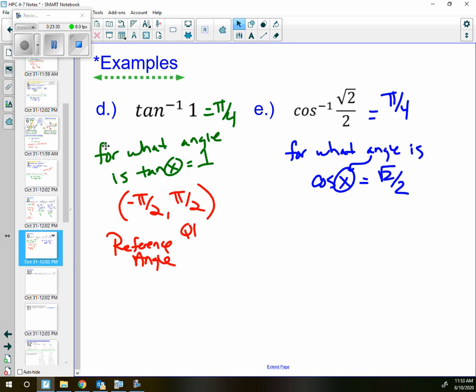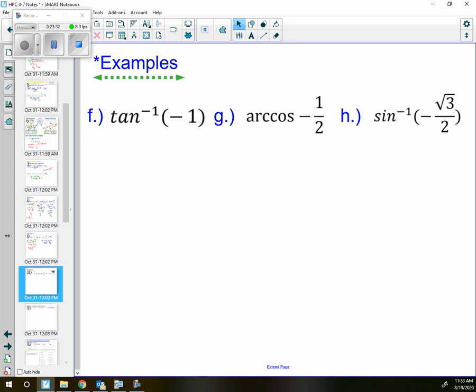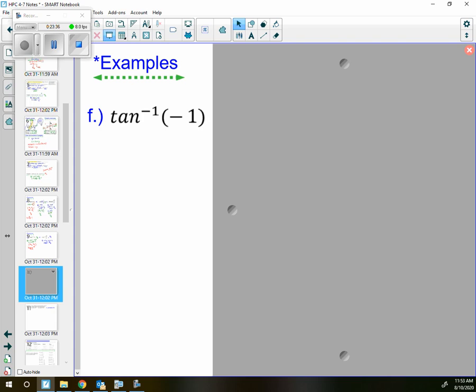Now let's try some of those negatives because that can be tricky for people. So we're going to do 3 different negative values. Inverse tangent of negative 1. Okay, so I want you to give this one a whirl, see what you think the answer should be. For what angle is tangent, or did I say cosine? I meant tangent. For what angle is tangent negative 1? When would that happen? So thinking about it like this, tangent of what would give you negative 1 for your answer? So we're looking for that angle measurement.